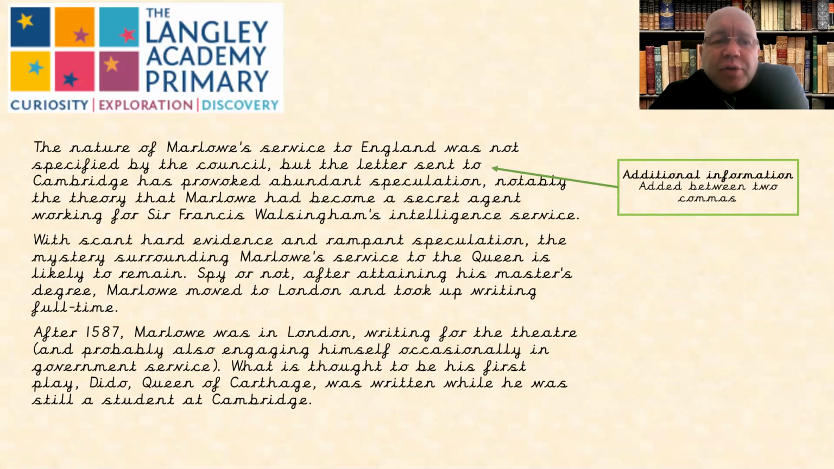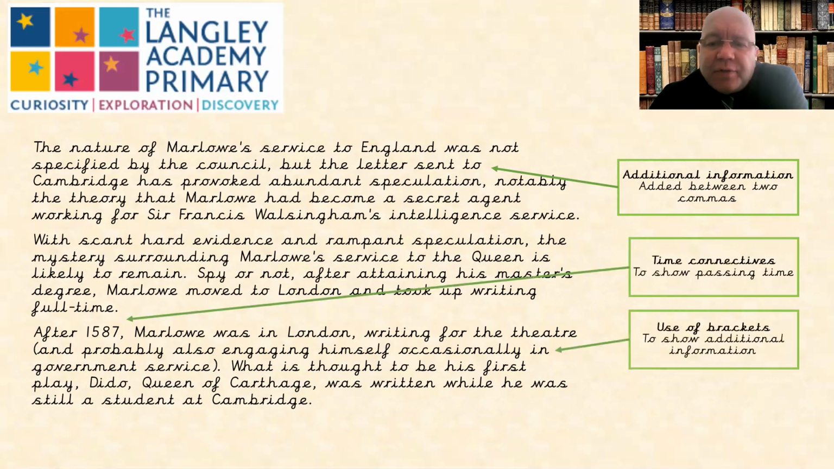Okay. So the nature of Marlowe's service to England was not specified by the council, comma, but the letter sent to Cambridge has provoked abundant speculation. Notably that the theory that Marlowe had become a secret agent working for Sir Francis Walsingham's intelligence service. So that little bit in the middle between the commas, we could leave out. It would still make sense, but it just adds that extra information. Okay, so commas is one way to add a parenthesis to add extra information to our writing.